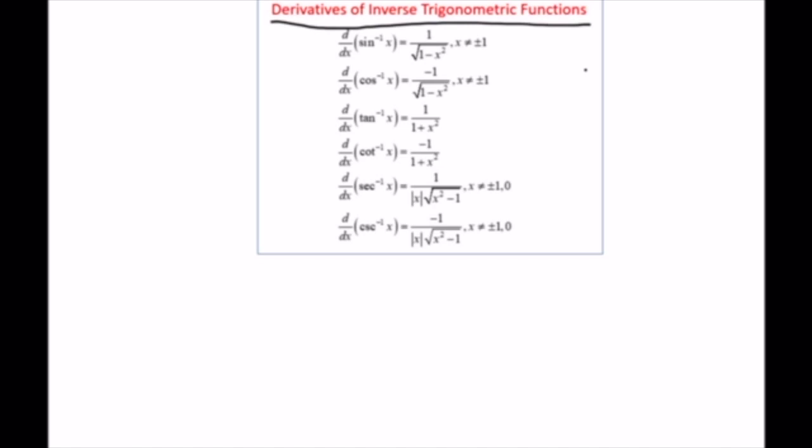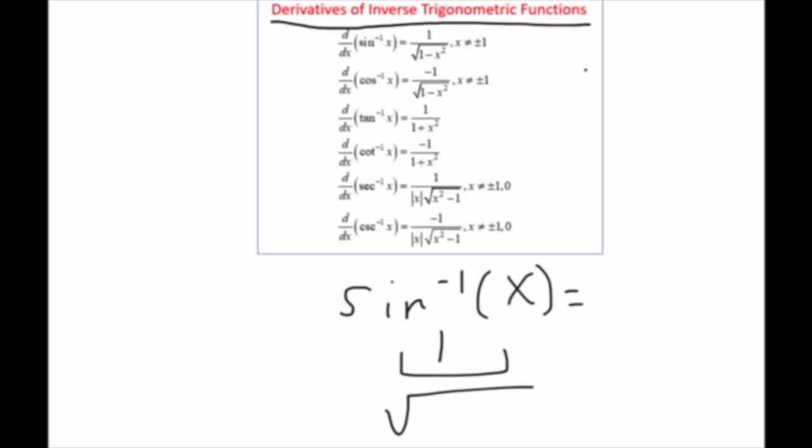So let's first go in order. The derivative of sine to the power of negative 1 of x, according to this formula, is equal to 1 over the square root of 1 minus x squared, and x cannot equal plus or minus 1, because that gives an undefined denominator, making this expression hard to work with. So what is this x now? Well, this x is exactly what is substituted for x in the first expression.